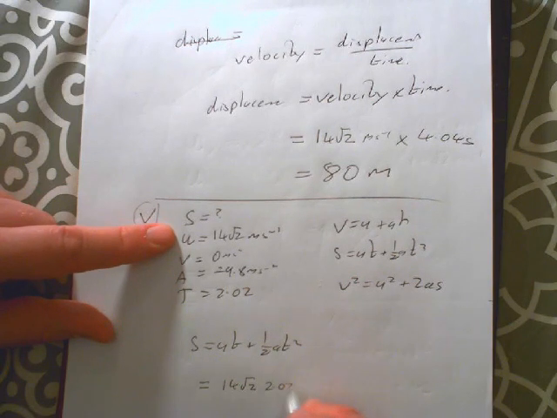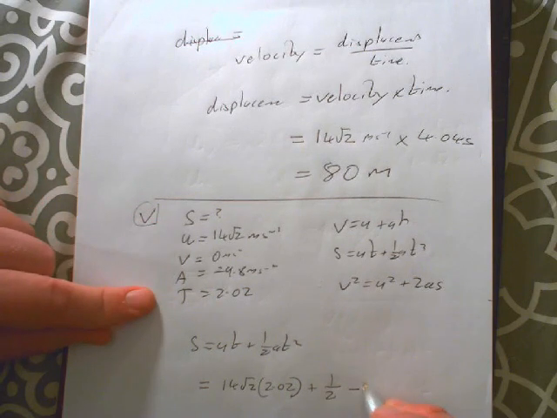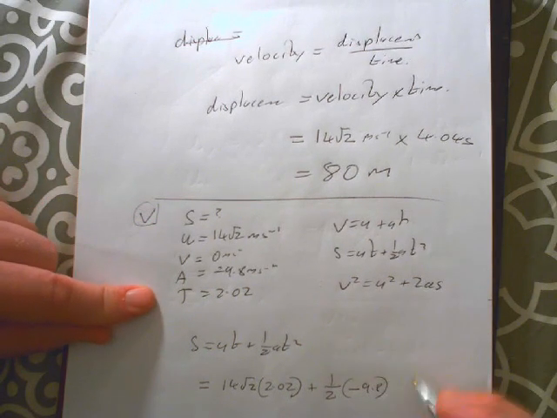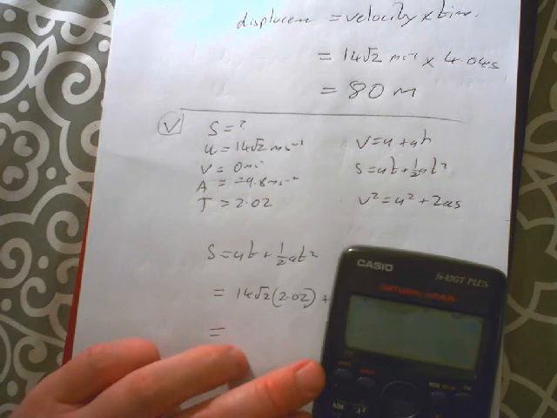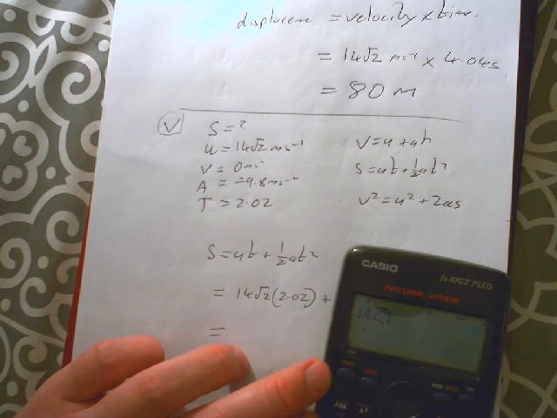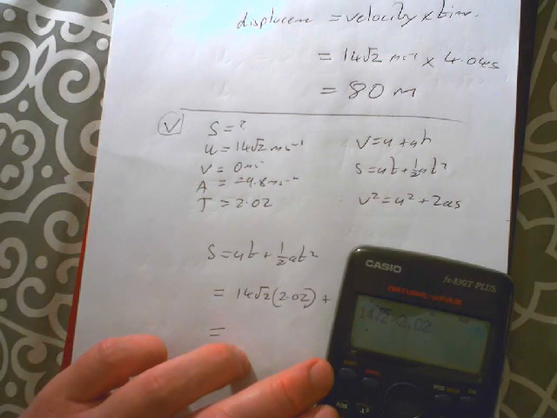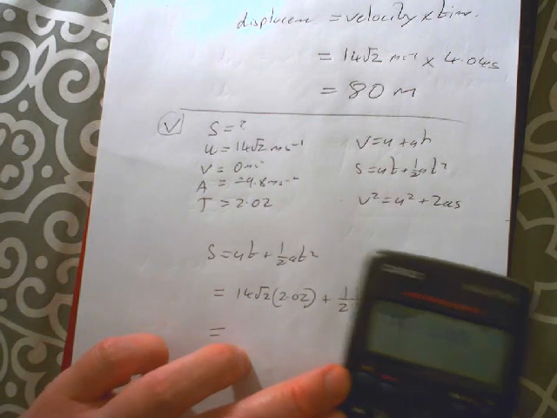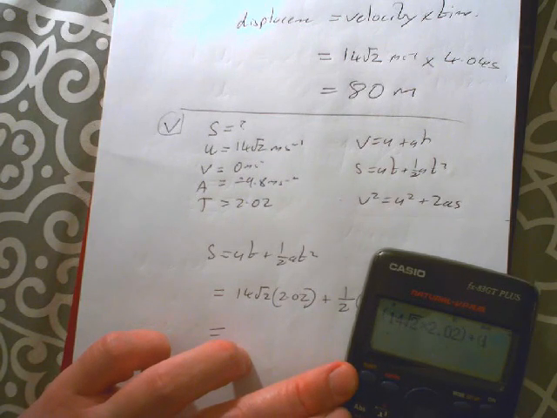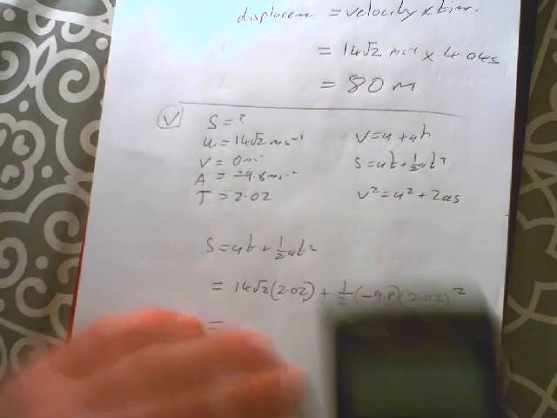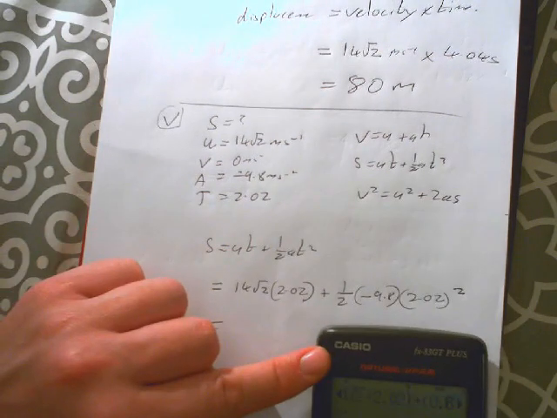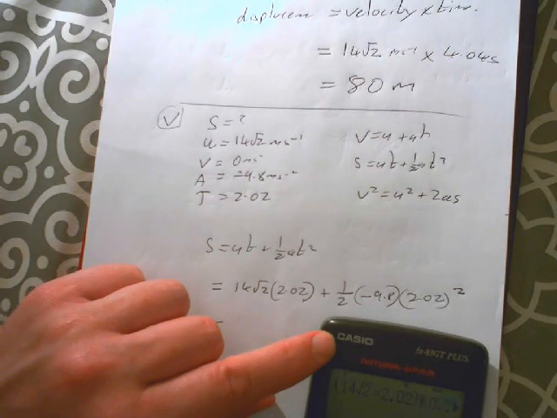So the displacement is UT plus half AT squared, which is 14 root 2 times 2.02 plus half. I've got to be careful here with the sign because it's minus 9.8 times the time squared, which is 2.02 squared. We're going to just work out what that is. So let's go 14 root 2 multiplied by 2.02. Let's get some brackets going on to keep this a bit more straightforward. That's the first chunk. Plus half multiplied by 9.8.